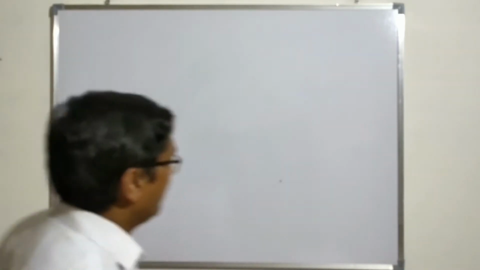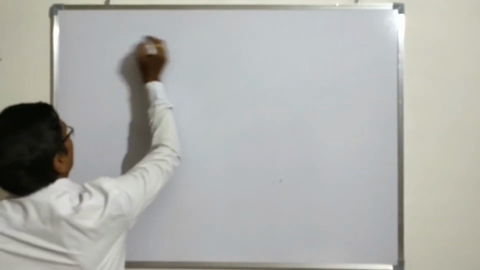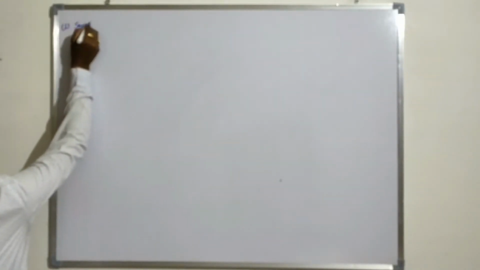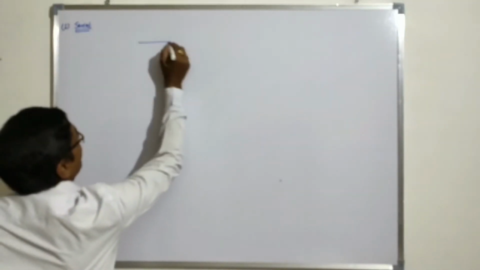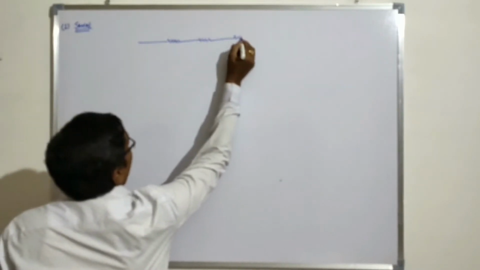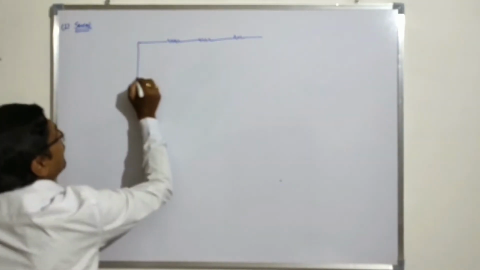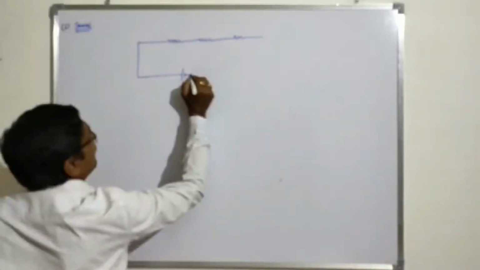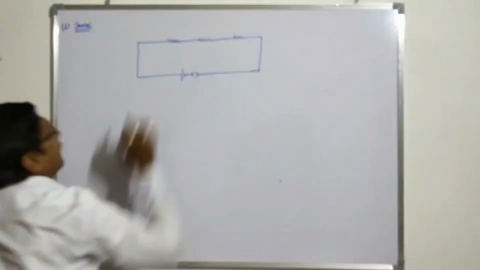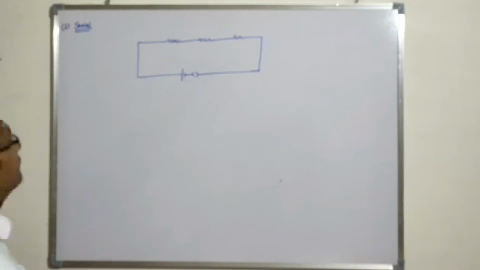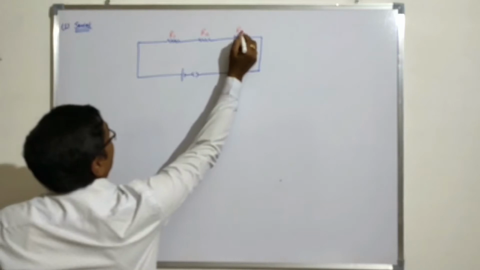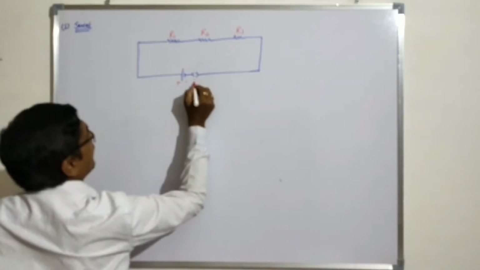First of all, I am going to explain series combination. Suppose these three resistors are connected in series, and here is a battery or cell, and a key, connected like this. The value of this resistance is R1, the value of this resistance is R2, and this resistance is R3. Plus and minus, and this is the key.